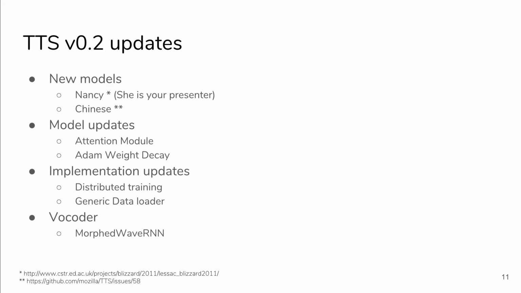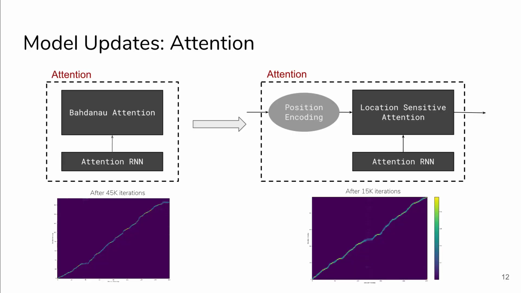Attention module is updated with location-sensitive attention and a variation of weight decay collaborated with model training. TTS also supports single or multiple node distributed training, and we implemented a generic data loader very flexible to adapt different datasets. At the final part, I also like to introduce a model which helps our research on vocoder part of the problem.